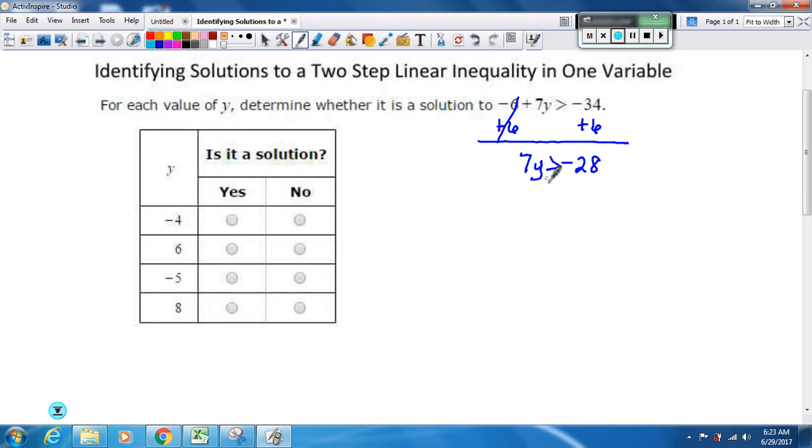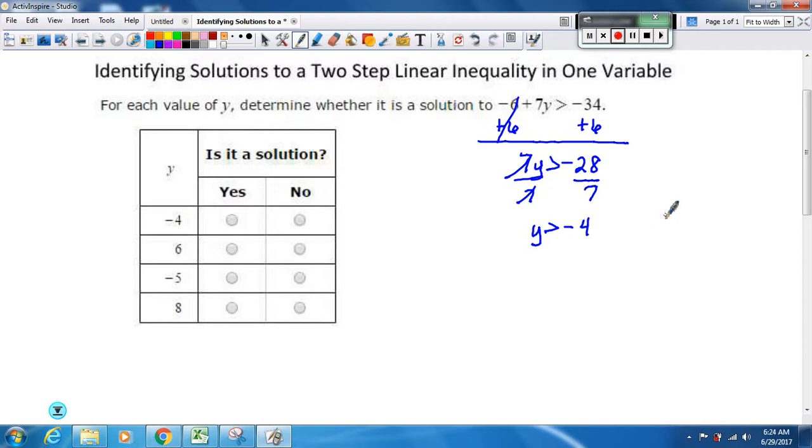Then this is 7 times y. So the opposite of times is divide. So I'm going to divide both sides by 7. Top cancels with bottom. y is greater than negative 4. So if it's a solution, it's going to be greater than negative 4.